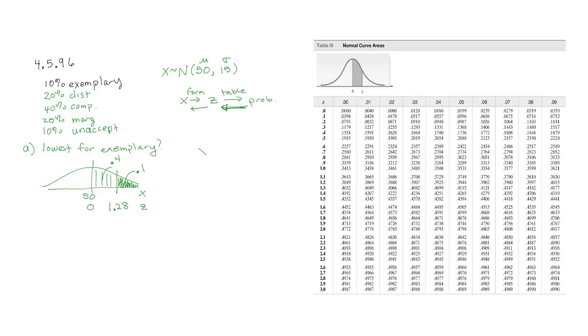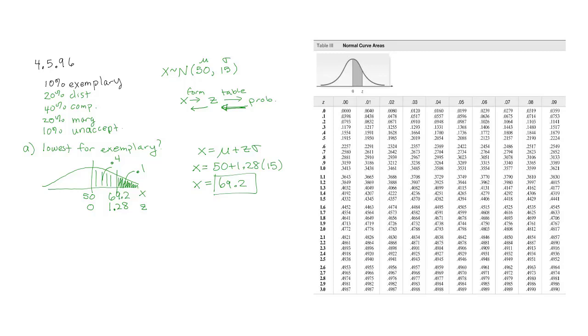Now, using our formula that x equals mu plus z sigma, we can plug in our values to find what the minimum cutoff score is for exemplary. So our mean is 50, our z-score is 1.28, and our standard deviation was given to be 15. So x equals, let me take out a calculator, 50 plus 1.28 times 15 gives 69.2. So that's the answer. The minimum score to get exemplary is 69.2.